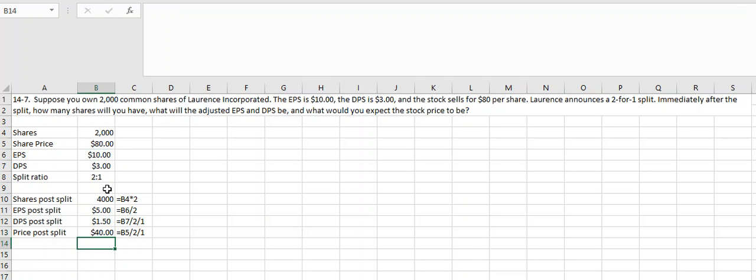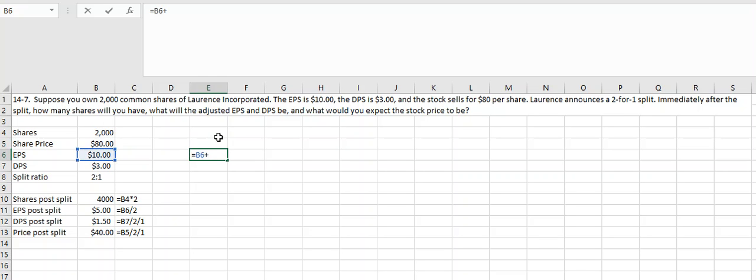So there you go. Shares after split, 4,000. Our EPS will be halved since our number of shares is doubling. Our dividends will be halved, but since we've doubled the number of shares, we're still getting the same amount of dividends. And the price after split is 40.